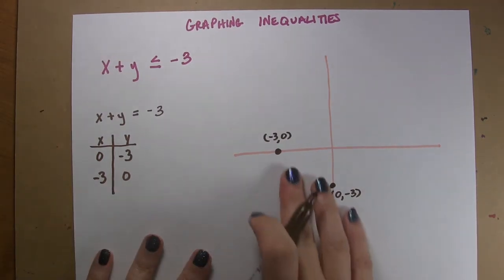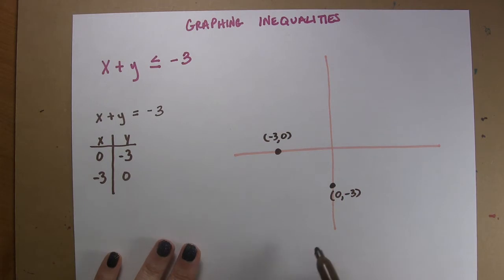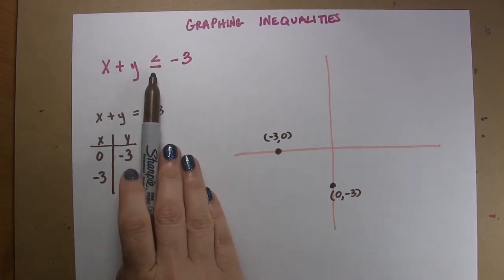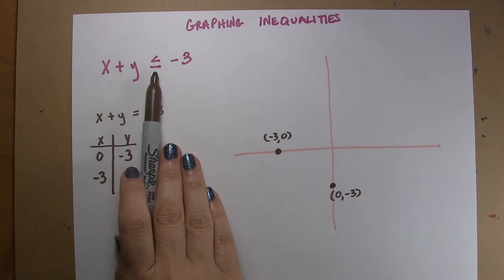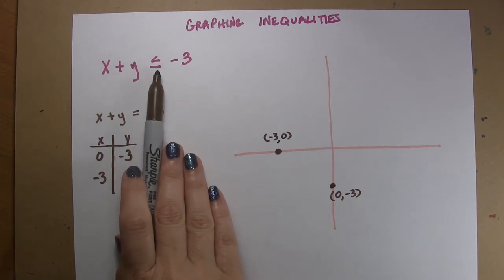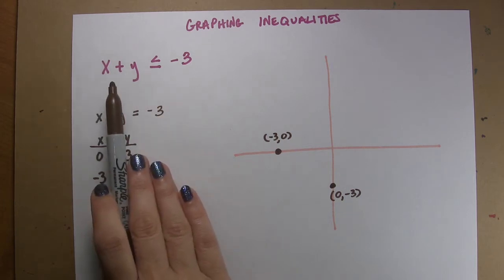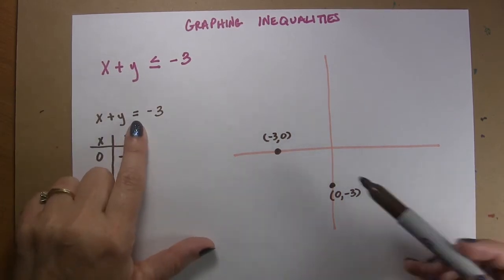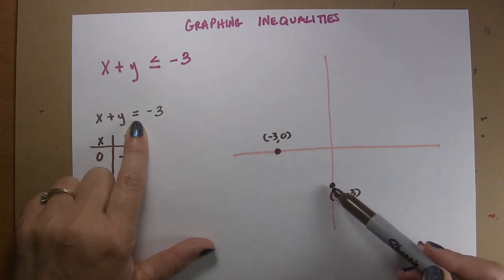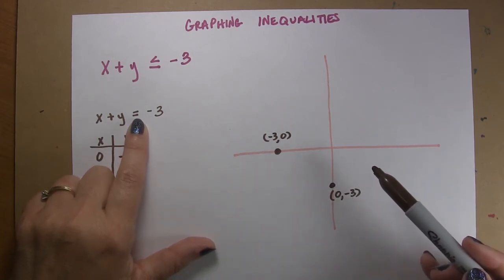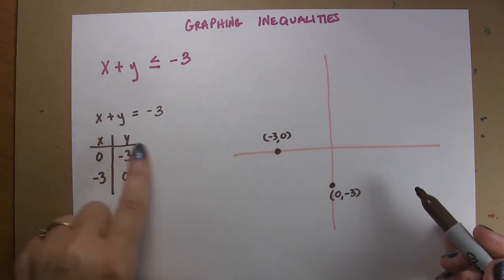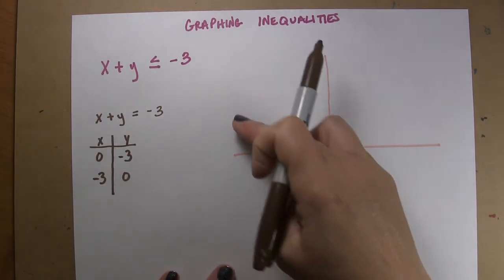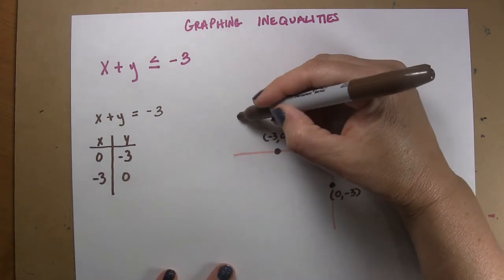Now, before I connect these dots, I need to look at something. Up here, I have a less than or equal to sign. That means that we are looking for anything that is less than -3 or exactly equals -3. Well, when we did our calculation to figure out where these dots were, we were assuming that it equaled -3, right? So we know that we want our final graph to include these exact points.